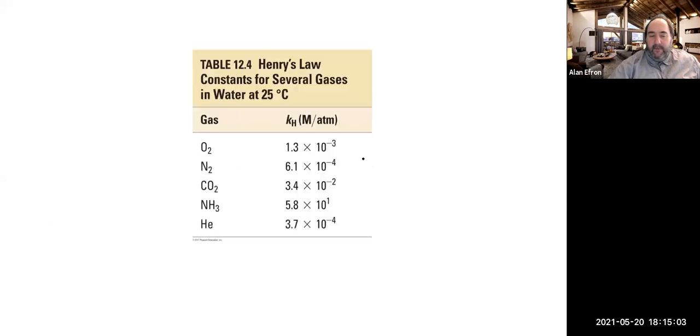Here is a table, which, if you had to do any type of calculation, would be provided for you. And again, you can see it is specific, and you get a different Henry's law constant depending on the gas. You can see the units here are molarity divided by atmospheres.